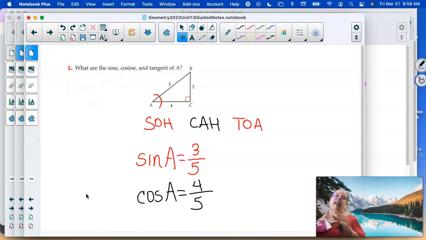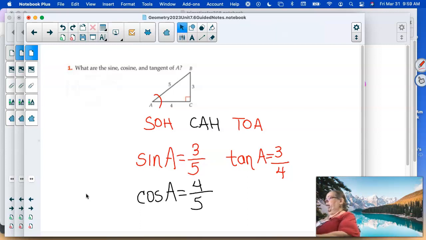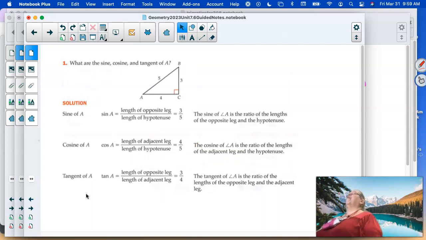And now the tangent. The tangent is the only thing that can come out greater than 1. Here the tangent is the opposite side over the adjacent side. So tan A is equal to the opposite side, which is 3, over the adjacent side, which is 4. So we're all good. Okay, let's go to the next page. Oh, and there, proved it to ourselves.